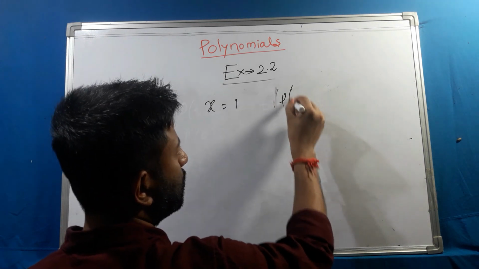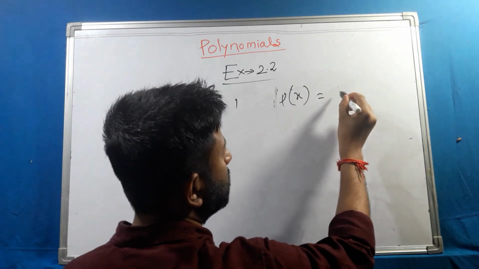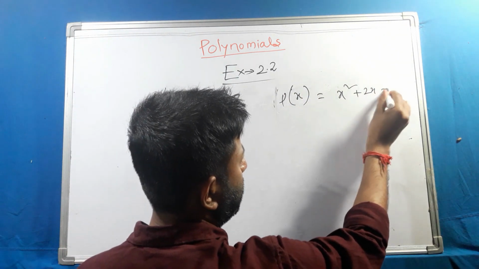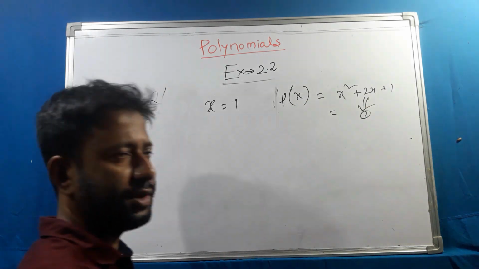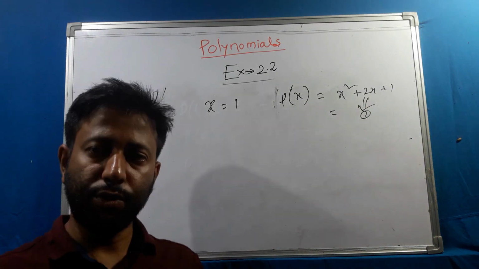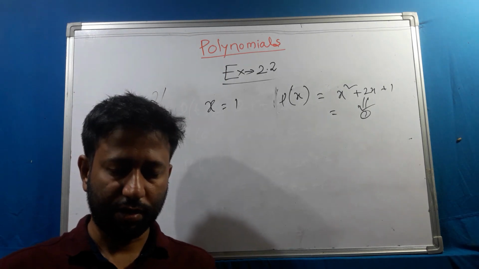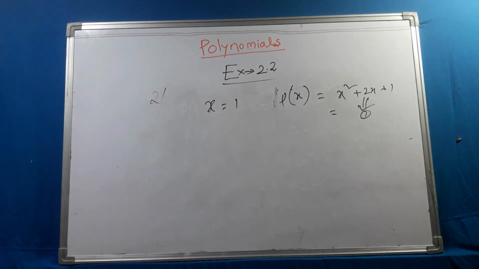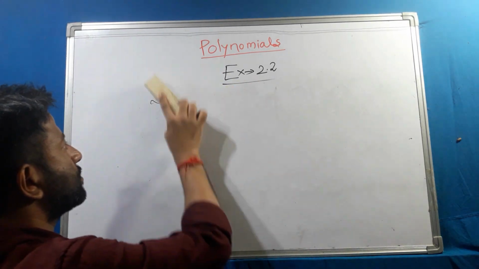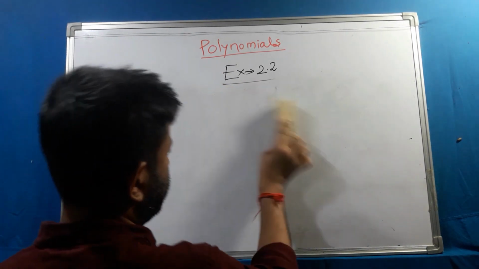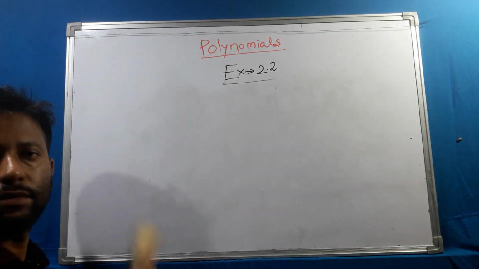That means p equal to whatever polynomial they have given, suppose x square plus 2x plus 1. I have to check whether the value is coming 0 or not. If it is coming 0, then this is a root. If it is not coming 0, then I will say it is not a root of this polynomial. They have given very few examples, and I have to check whether these are actually the roots or not.